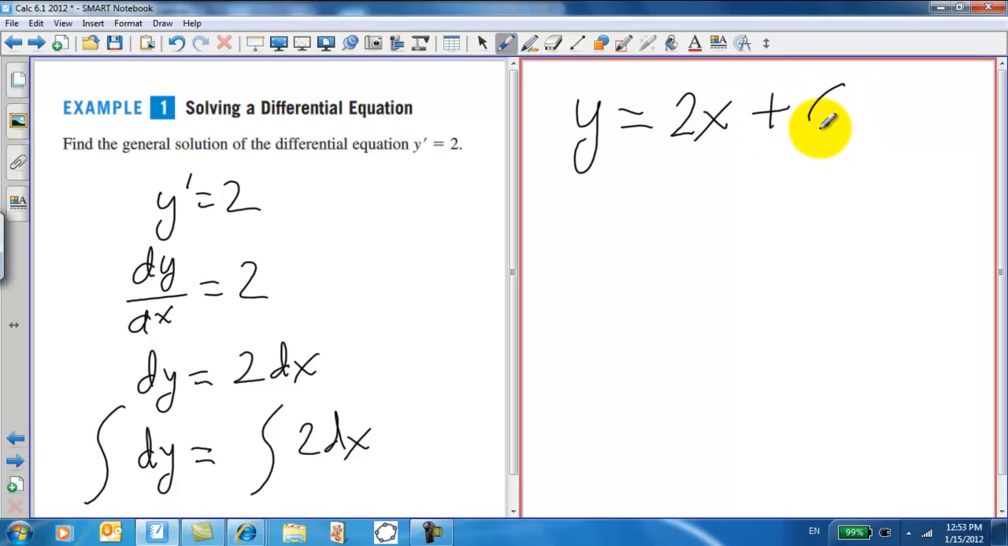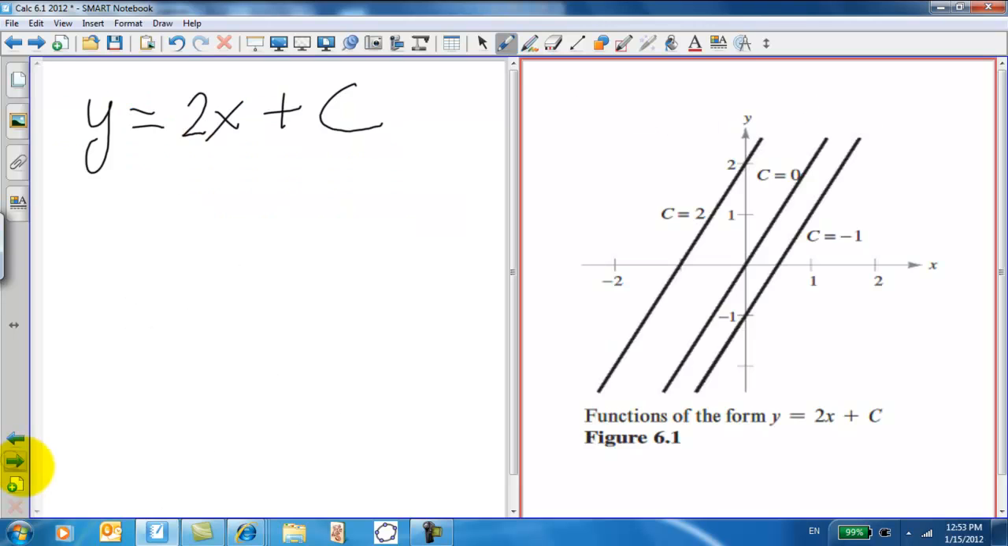Now we have to add on the constant of integration, because any line with a slope of 2 will have a derivative equal to 2. So there's your first differential equation. Let's try another one. Oh, and here's the example of all the things in the whole family of these general solutions. Any one of these lines has a derivative equal to 2. They might all look different, but notice how they're all parallel.